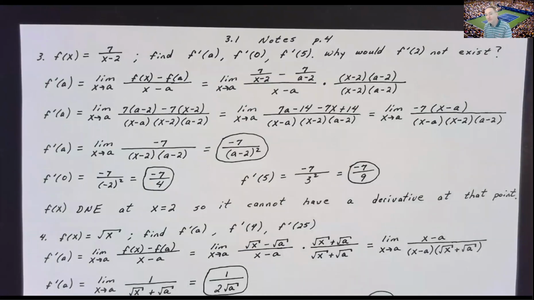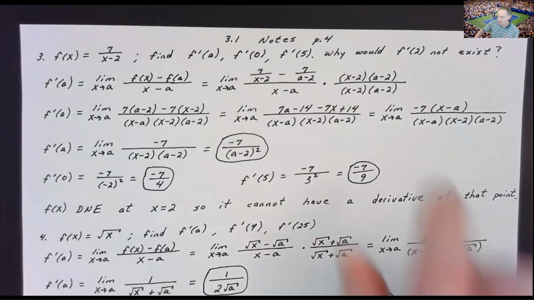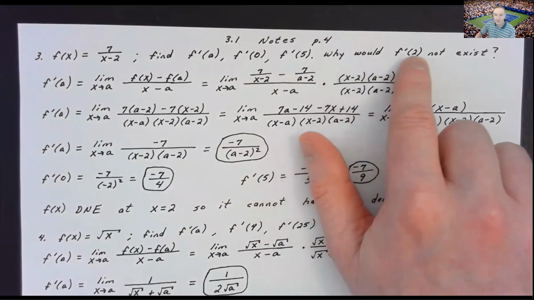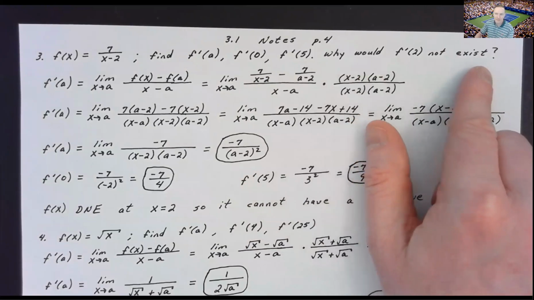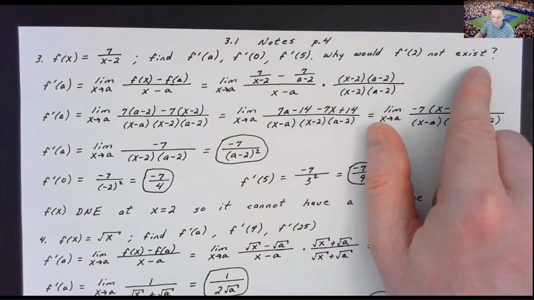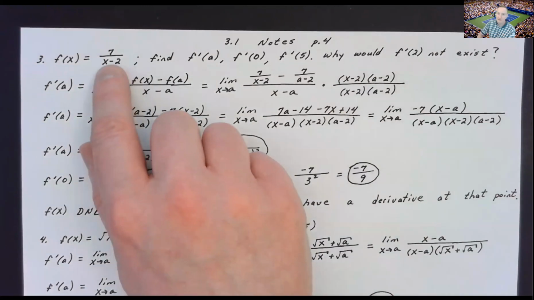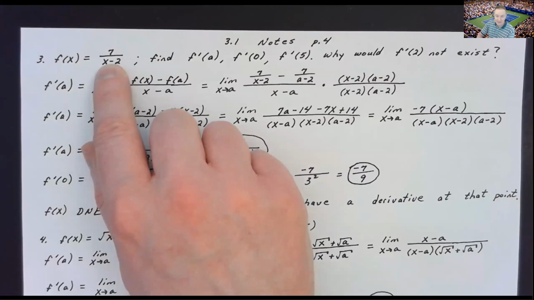Now, if you see my last question up here, I asked, why would f prime of 2 not exist? Hopefully that's pretty obvious here. F prime of 2 would be the slope of the curve when x is 2. A curve can't have a slope at a certain x value if it doesn't exist at that x value. Please notice this function has a vertical asymptote at x equals 2. It does not exist at x equals 2. Therefore, the derivative does not exist at x equals 2 either.